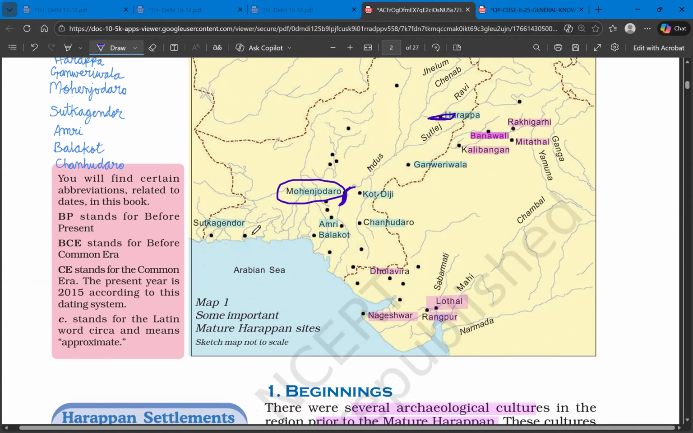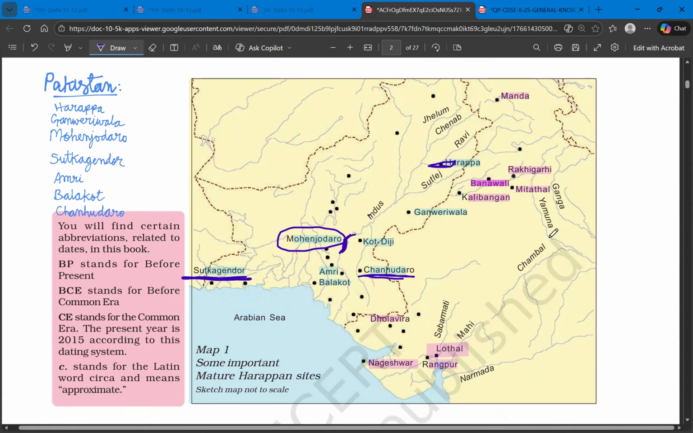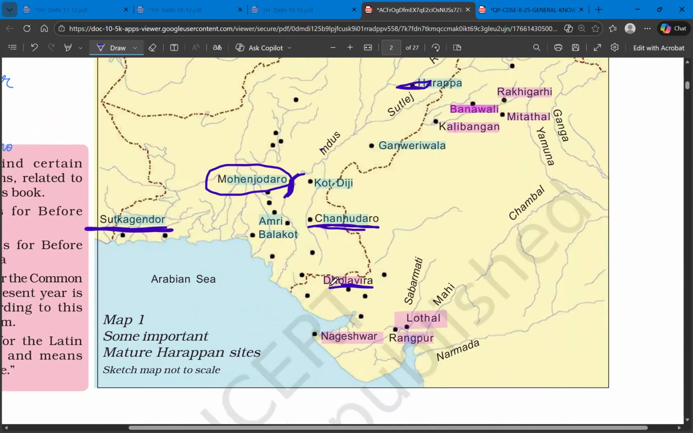And the next one is some others that are in Pakistan, like Chanudaro, which is also an important site. And the next one is Sutka Gendor. And some of the sites that are in India are Dholavira, which is a UNESCO World Heritage Site currently in India. And the next one is Nageshwar.